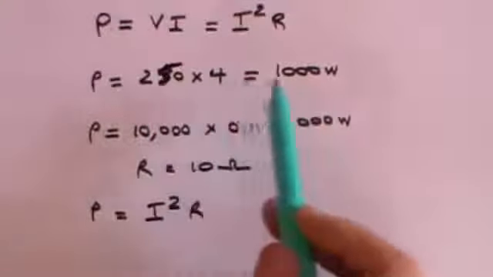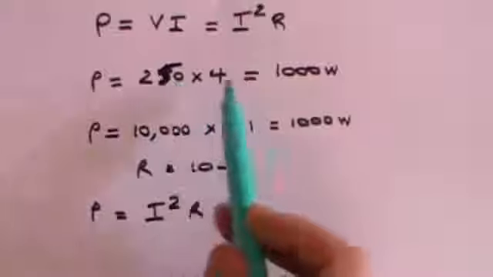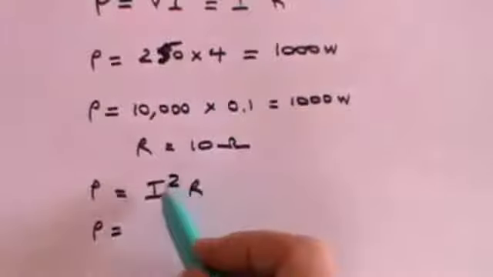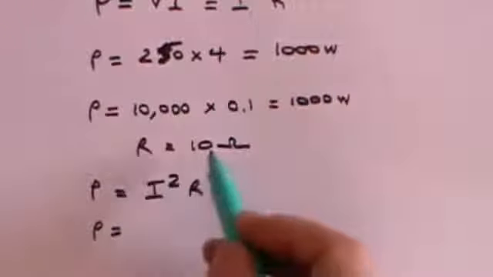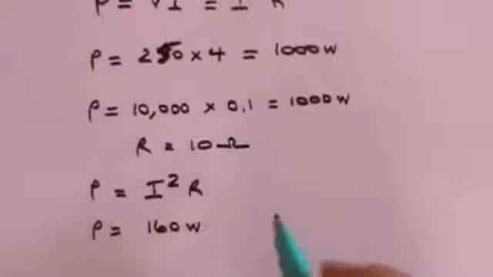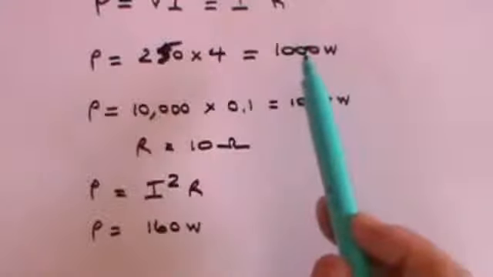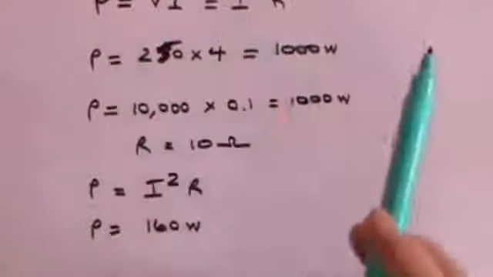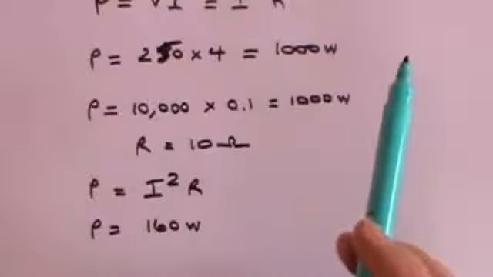First, we'll look at this one where we're sending it at 250 volts and 4 amps. The power loss is going to be 4 amps squared, which is 16, times the resistance, which is 10, is 160 watts. So of our 1000 watts of power, we lose 160 watts just transmitting it from one end of the country to the other.